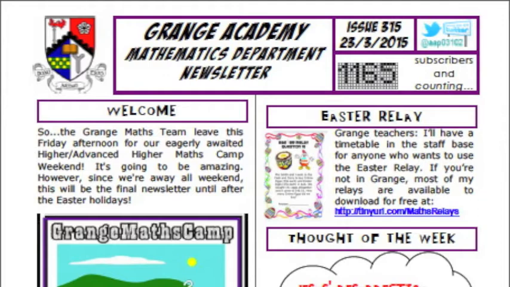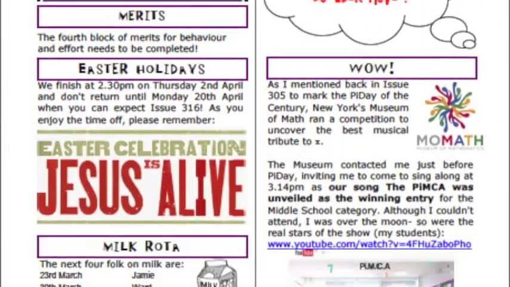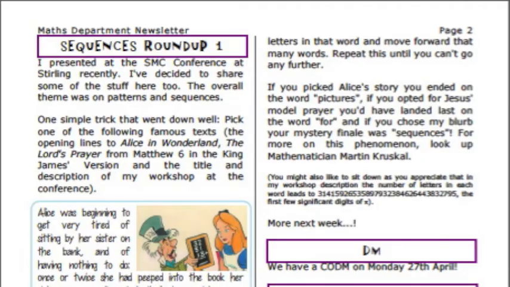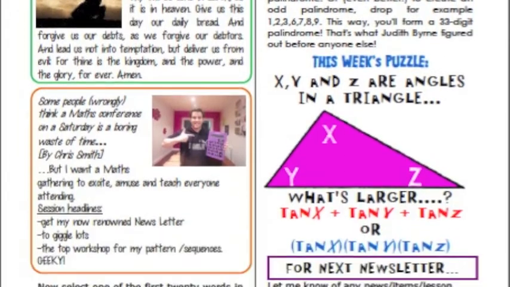Here it is, issue 315, the last one before the Easter holidays. So it'll be a few weeks before the next one's issued, because that'll be after the Easter holidays. And what's it got in this particular one for the puzzle?